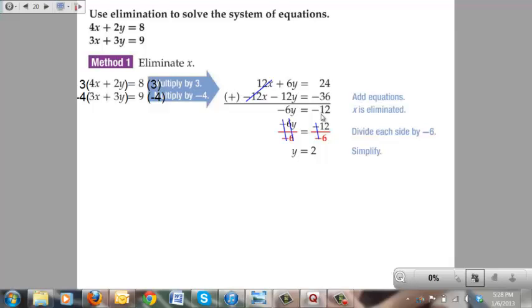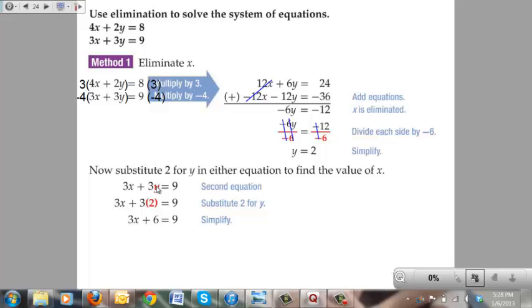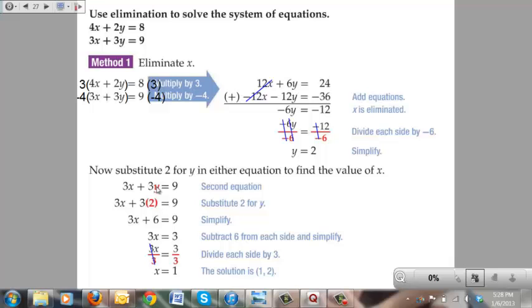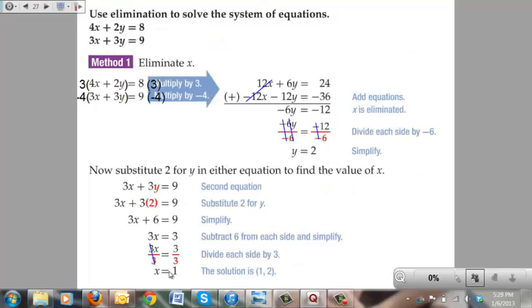Now we're going to use step 3, substituting 2 into either equation to find the value of x. Take the first equation, I believe. Nope, use the second equation. Put 2 in for y. 2 times 3 is 6. Subtract 6 from both sides. Divide both sides by 3. And you have an x solution of 1. So this gives you the ordered pair of 1, 2, which is not showing here. Should show an ordered pair. Yep, there it is. The solution is 1, 2.